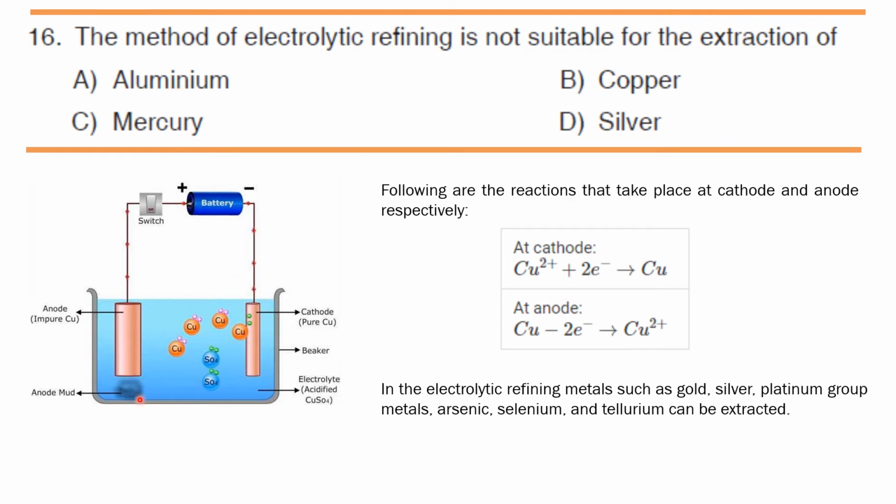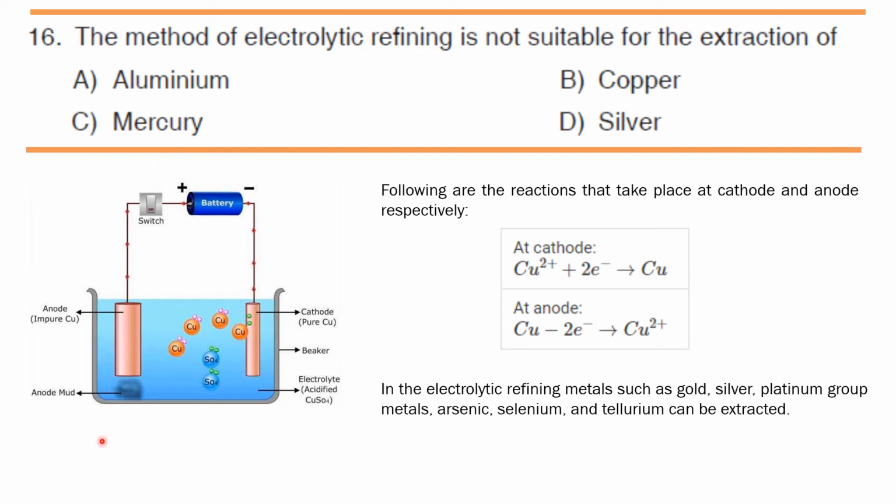So in this method, you'll be using the same metal, that is the metal to be extracted, in its pure form as the cathode, and the impure form as the anode. And you'll be having an electrolytic solution also, which is made of the same metal. That is, if you want to extract copper metal, then copper sulfate solution will be used as the electrolyte. So in the beginning of the extraction, you can see that the size of the anode, which is the impure copper, will be large, and the size of the cathode, which is made of pure copper, will be small.